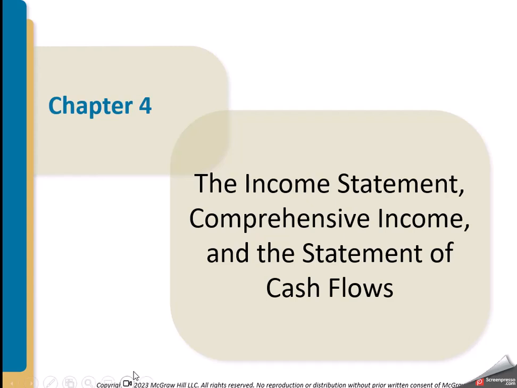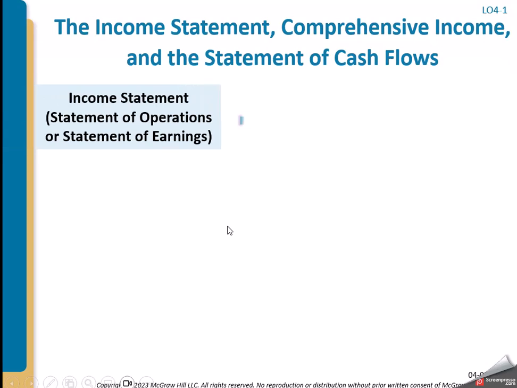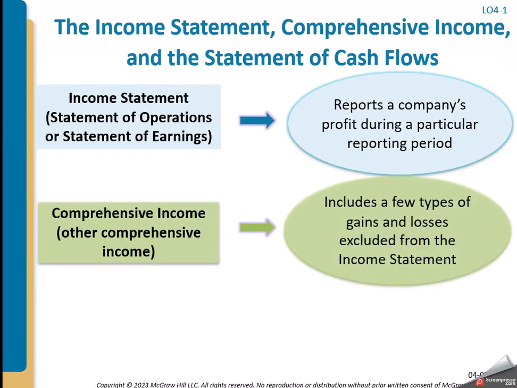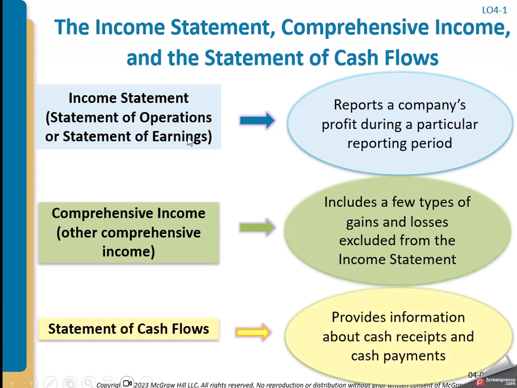Chapter 4, we will get into the details of our income statement, comprehensive income, and then we really just touch on the statement of cash flows. We don't get into a ton of detail there. There will be a future chapter that gets into it in more. So our income statement reports our operations, basically what our net income is, our operating revenues less our expenses.